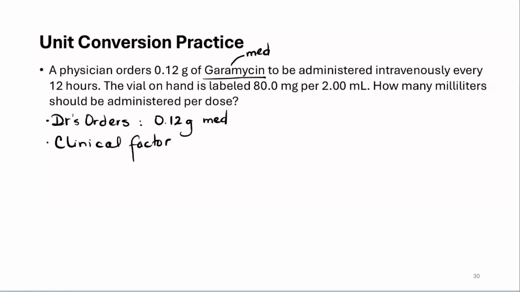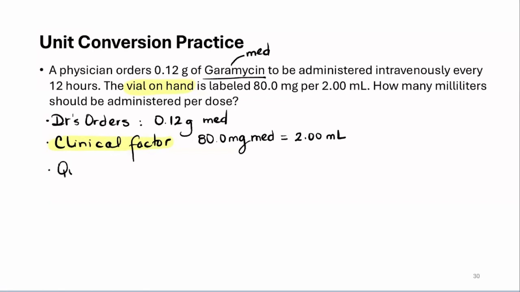Let me highlight it. So this is the medication on hand. That's what we know as the clinical factor. In this problem, my clinical factor means that for 80.0 milligrams of the medication, in order to obtain that, that is going to equal 2.00 milliliters in volume. And overall, I need to know how much medication in milliliters I need to give the patient.